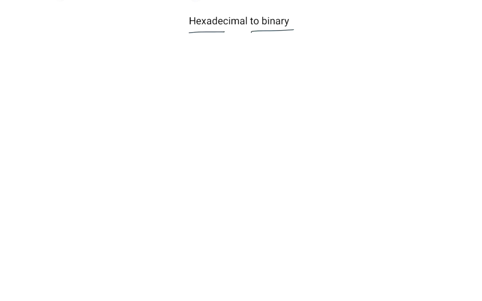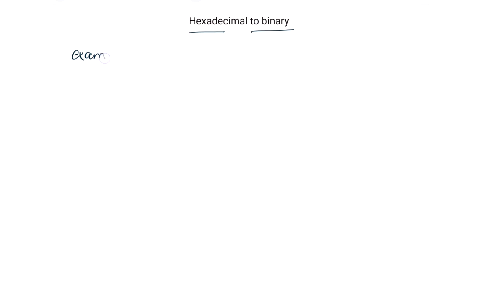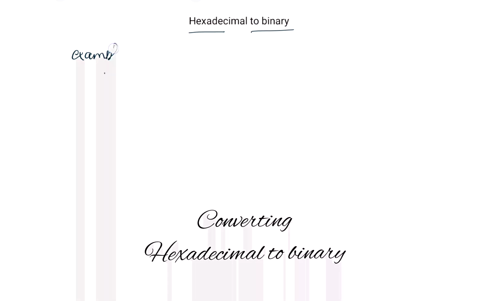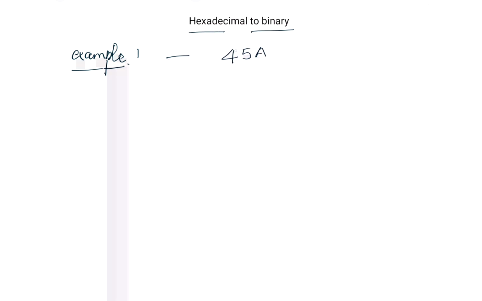Generally speaking, it remains very straightforward, and let's quickly have a look at an example. I'm putting it as example 1, and the hexadecimal number I'm using is, let's say, 45A. So this is a hexadecimal, so base 16, and we need to find out what is the binary equivalent, so base 2. Now to do this, there are a few steps and we are going to deal with that.